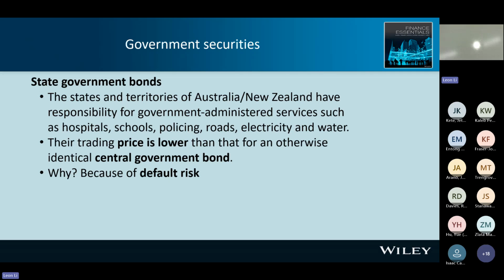So next slide, we show you another type of government bond, the state government bond. The state and the territory of Australia or New Zealand have responsibility for government services such as hospitals, schools, pricing road, electricity, and water. So not only central government, we have local government. Local government can issue the bond to raise money. But their trading price will be lower than that for the central government bond. So again, the risk, or the default risk or the credit risk.